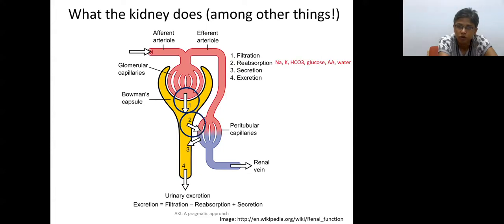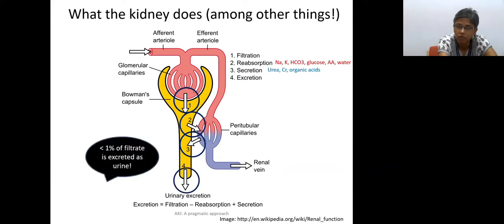In step two, the kidney reabsorbs whatever it finds useful, which is usually sodium, potassium, bicarbonate, glucose, amino acids, and water. And in step three, it starts to secrete waste products like urea, creatinine, and many of the organic acids that are formed as a result of metabolism. And ultimately, less than 1% of what was initially filtered actually makes its way out as urine. So it's a very efficient system.